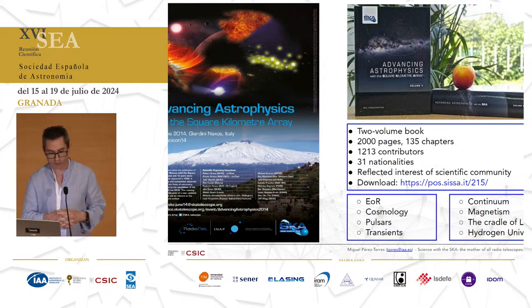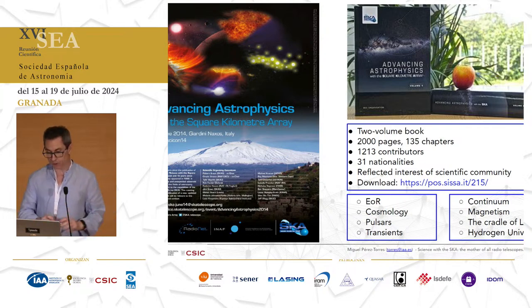So there was this very nice meeting in Giardini Naxos in Italy in 2014, and the result was this two-volume book. I led a chapter on core-collapse supernovae, and type Ia supernovae at the time. 2,000 pages, 135 chapters, more than 1,200 contributors, and 8 kilograms of book. This is not the kind of book that you carry to the beach to sunbathe and read. It's really 8 kilograms. Okay, just remember that.